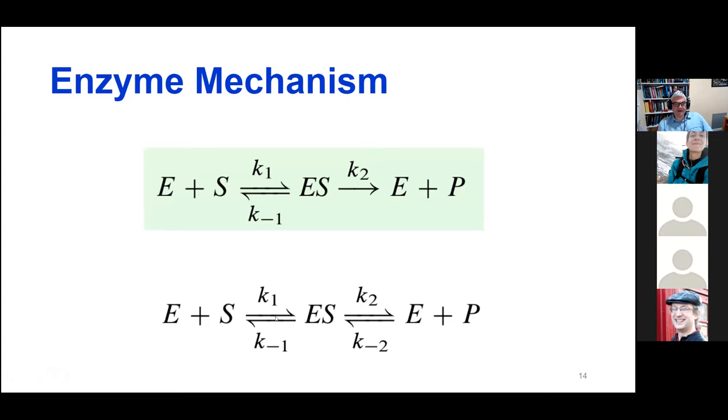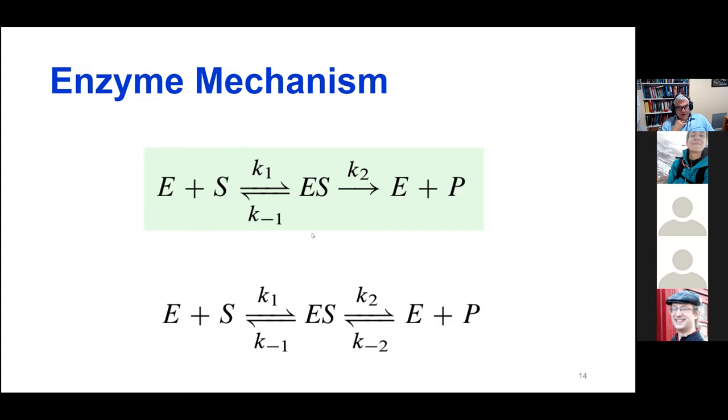These are based on the idea that an enzyme E binds to a substrate to form an enzyme substrate complex, which then unbinds to form free enzyme and product, right? So this is the basic mechanism for an enzyme. And you can have two forms. You can have this irreversible one where the production of product is irreversible. The product can't go back to substrate. Or you can have the more general one where substrate can go to product and product can go to substrate.